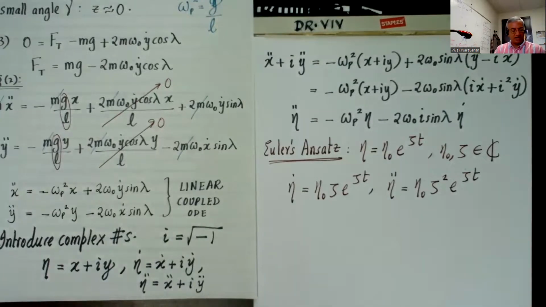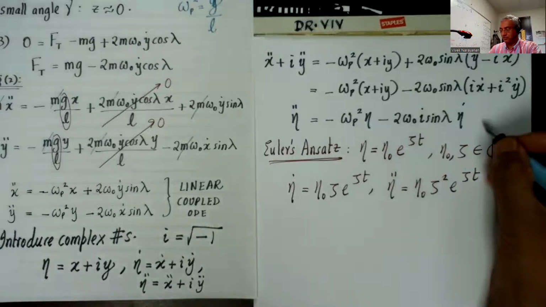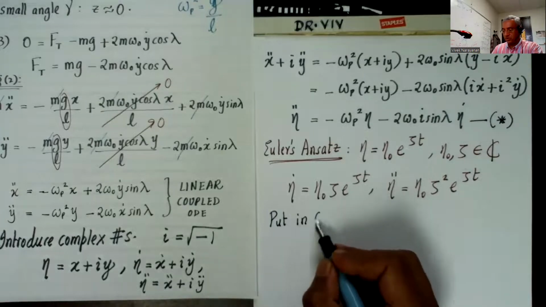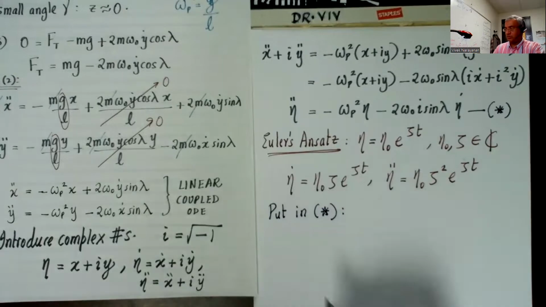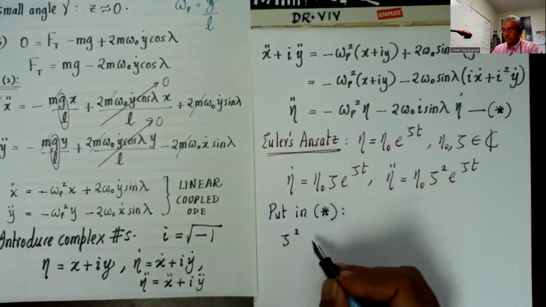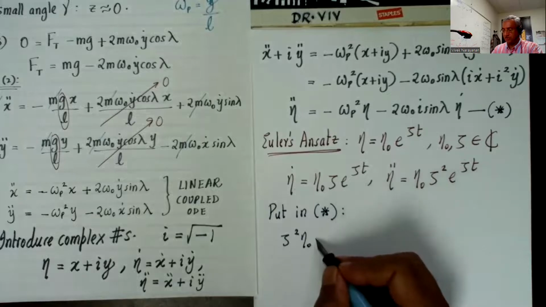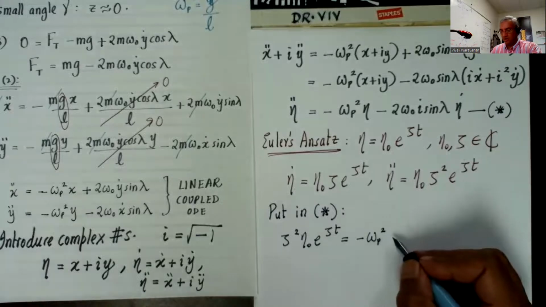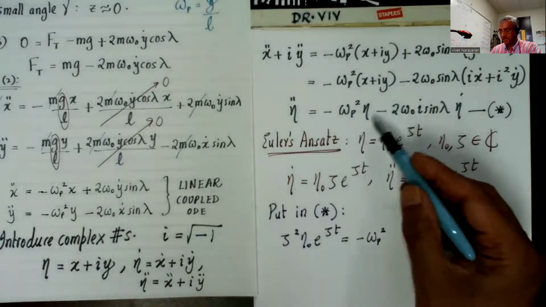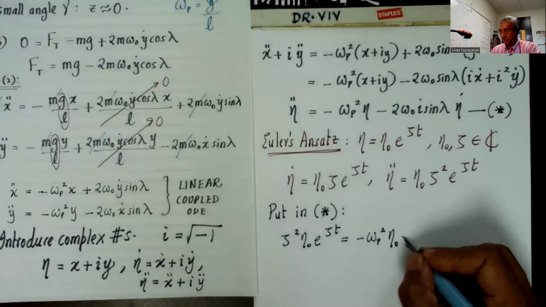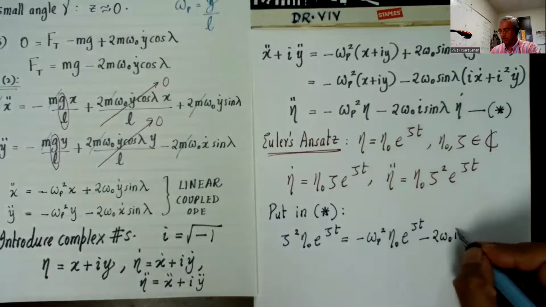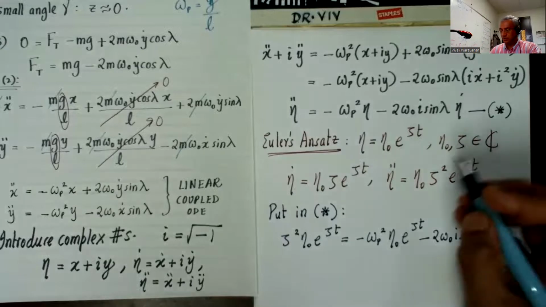Let's put that into the equation and see what we get. Into this equation, we'll call this equation star. Put in equation star. So I'm going to get zeta squared eta naught e to the zeta t is equal to negative omega p squared eta, which is this, minus 2 omega naught i sine lambda times eta dot, which is that.